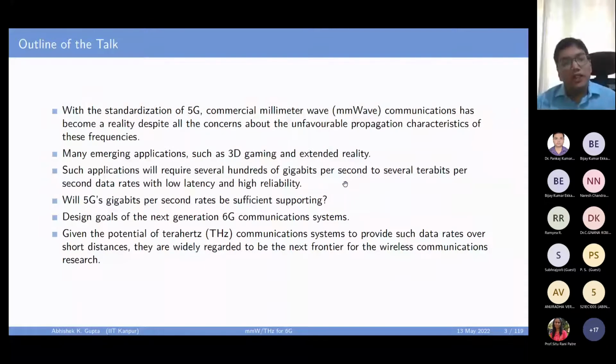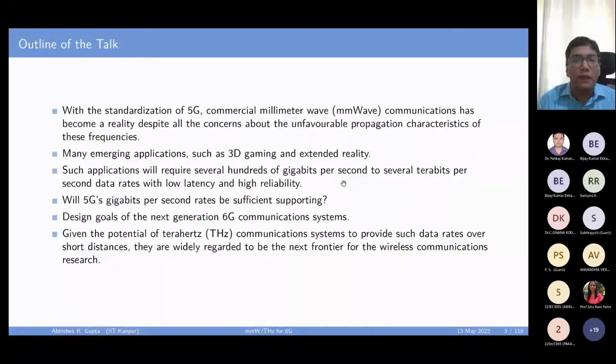The outline of the talk is like this. We know that we are currently in the 5G standardization phase, and we are seeing that millimeter wave, which is an important part of 5G, is becoming a reality very soon. Earlier it was thought that the millimeter wave propagation characteristics are not good, that's why it cannot be used. So despite all the concern about millimeter wave and its unfavorable propagation characteristics, we are still seeing that millimeter wave is now becoming a reality.